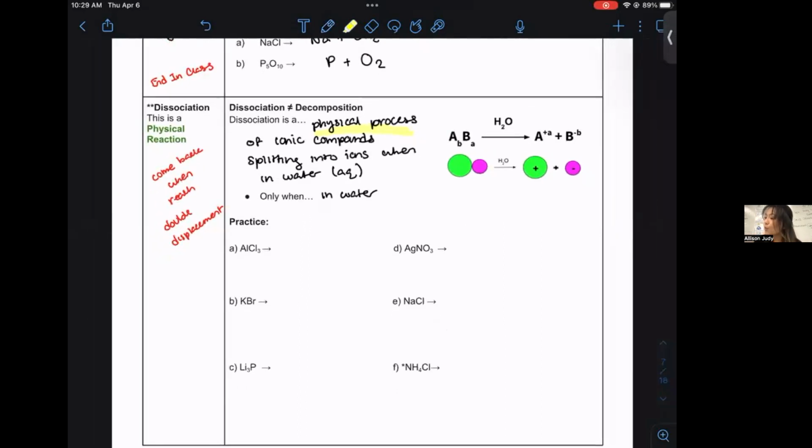How do you know when I'm talking about a decomposition reaction and not a dissociation? Dissociation always is in water. That's your big clue that it's not decomposition, and it always produces charged ions as products.